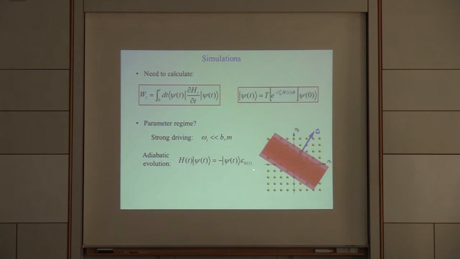If you initialize to the opposite state, then you move in the other direction. So this is the kind of simulation that we carried out. Sorry, here's the proper equation for the initialization. H naught of psi naught should be, say, minus epsilon k naught of psi naught. And here are the results.